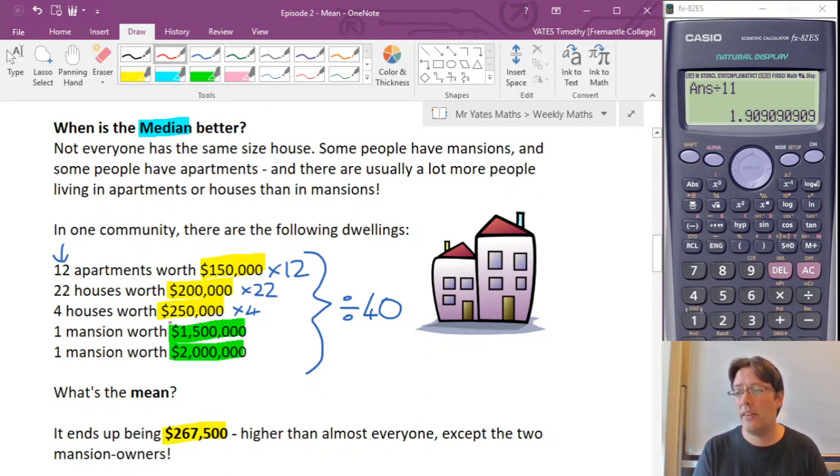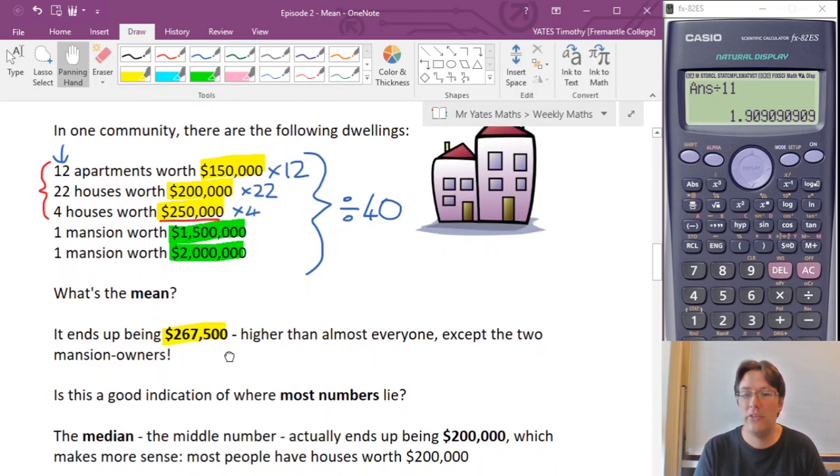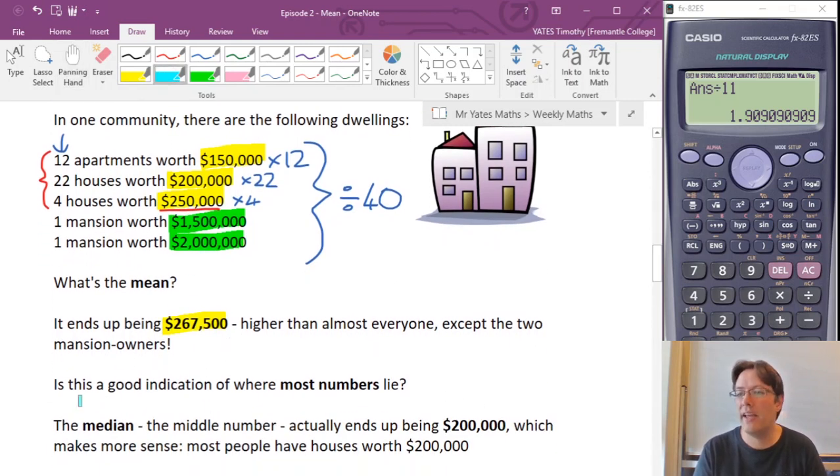Now, where does this fit in? It turns out that our number here is actually higher than all of these three that we've got over here. It's higher than all our apartments and our houses. And in fact, it's just between the most expensive house and the next mansion. So our mean is higher than almost everyone except for the 2 mansion owners. Is this a good indication of where most of our numbers lie? Not really.